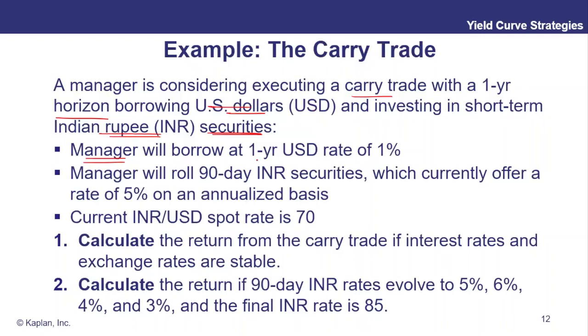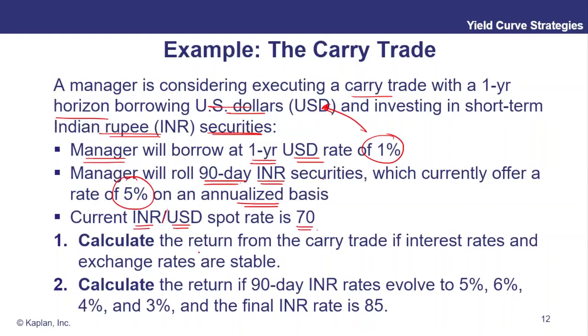The manager will borrow at 1-year US dollar rates of 1%. There you go, there's the low funding currency rate. And they will roll 90-day Indian securities. So these must be money market securities, which currently offer a rate of 5%. That's the high interest rate on an annualized basis. The current Indian rupee per US dollar spot rate is 70.